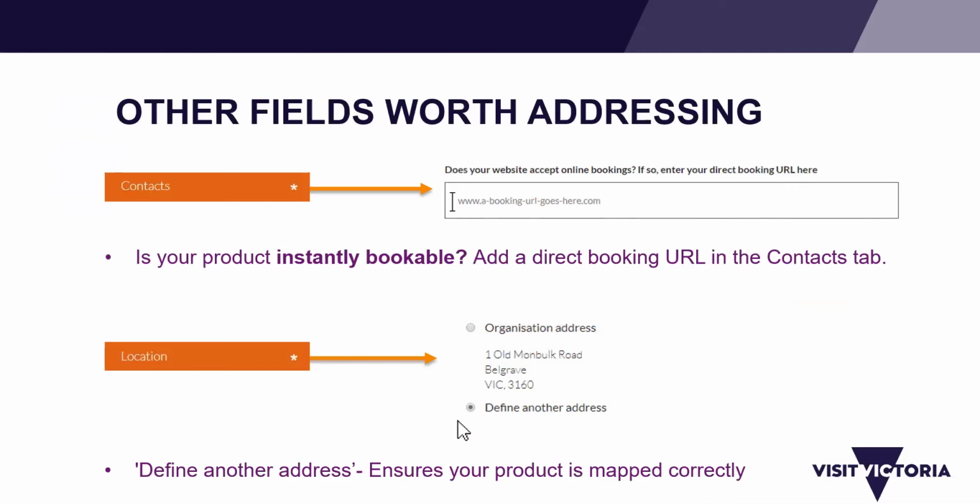If you've registered an ATDW account with your business address, but your actual product has a different address, you can click on Define Another Address within the Location section and enter a different address. Even if your product address is the same as your organisation, it's still worth re-entering this address on this page to ensure that your product is mapped correctly using the Google Maps integration.